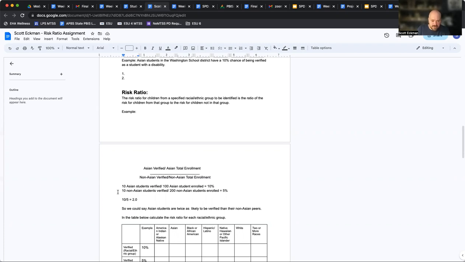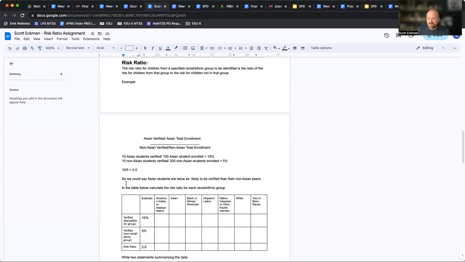Then let's say we have 10 non-Asian students who are verified for special ed, over 200 non-Asian students enrolled. That's 5%. We would take these two numbers and divide them. 10 divided by 5 equals 2.0. So we could say, excuse me, Asian students are twice as likely to be verified than their non-Asian peers.